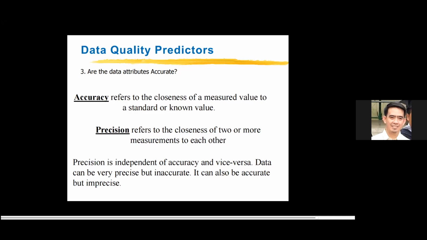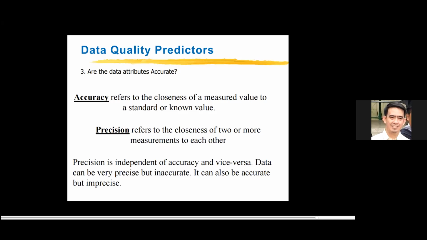The first one, accuracy, talks about the closeness of the data that you gathered to a standard or known value. But precision is the closeness of the data being gathered to each other, not its closeness to the standard or known value. Precision is independent of accuracy, or vice versa. Data can be precise but inaccurate. It can also be accurate but imprecise.